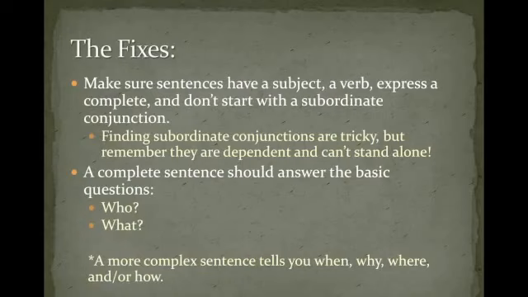So how do we fix all of these subordinating conjunctions? Well, you need to make sure your sentences have a subject, a verb, and express a complete thought. Don't start with the subordinating conjunction. Now, finding subordinate clauses is tricky, but remember, they're dependent. They cannot stand alone as a sentence themselves. Now, a complete sentence usually answers the basic questions who and what. A more complex sentence would also tell you when, why, where, and or how.